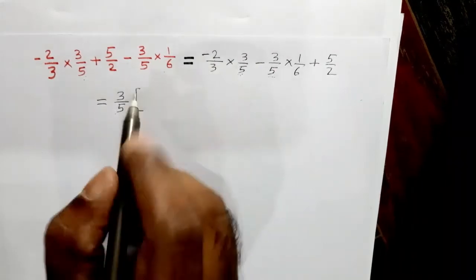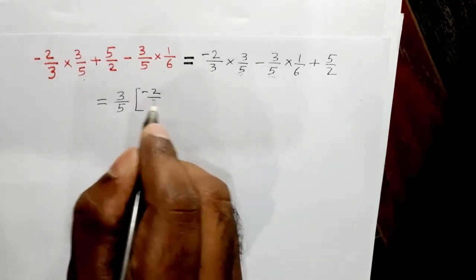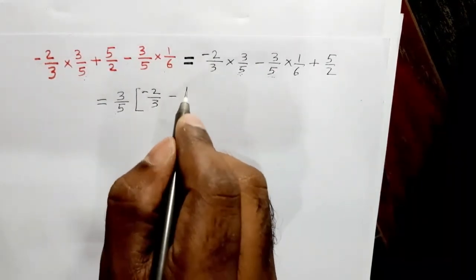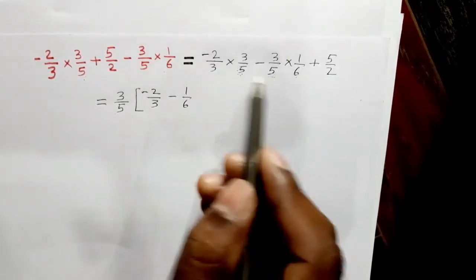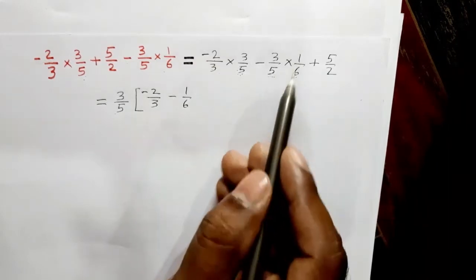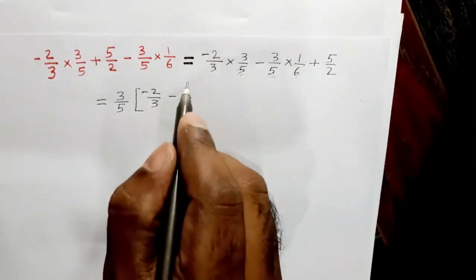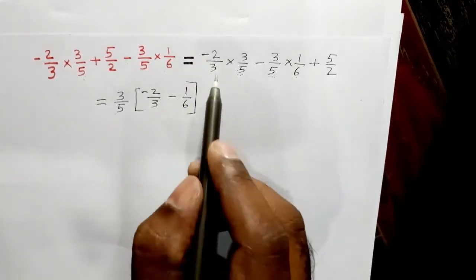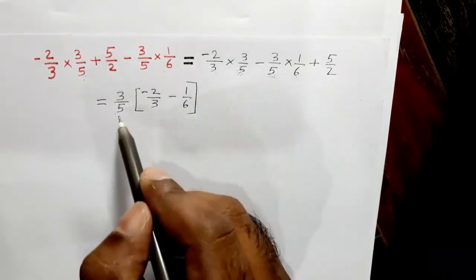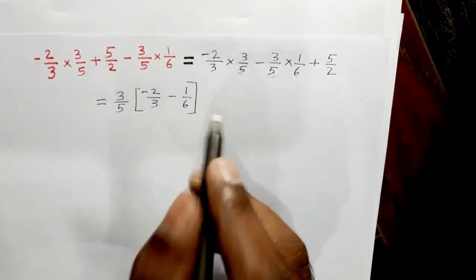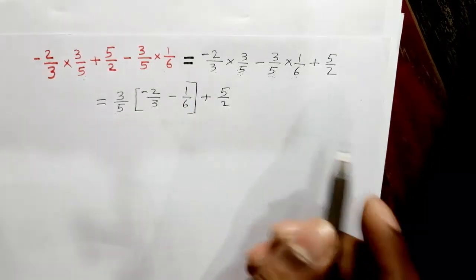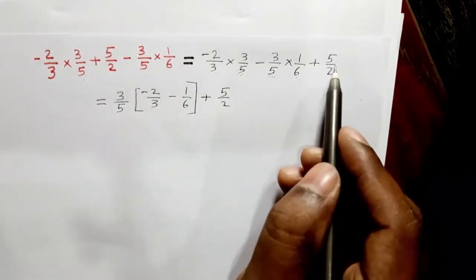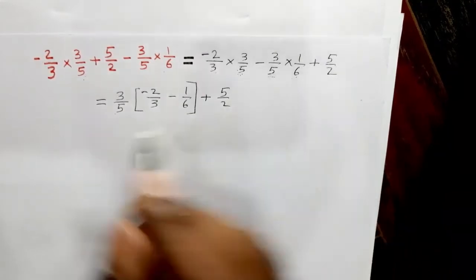So the balance: minus 2 by 3 is there, minus 1 by 6 is here. This 3 by 5 and this 3 by 5 taken out means there will be minus 2 by 3 and minus 1 by 6 inside. Now we can close the bracket because from these two terms only we took this 3 by 5 outside. Plus 5 by 2. There is no common 3 by 5, that's why 5 by 2 is standing separately.